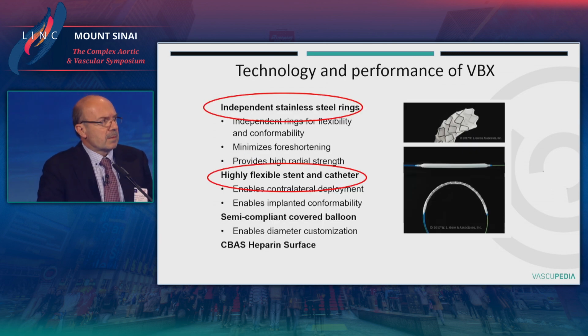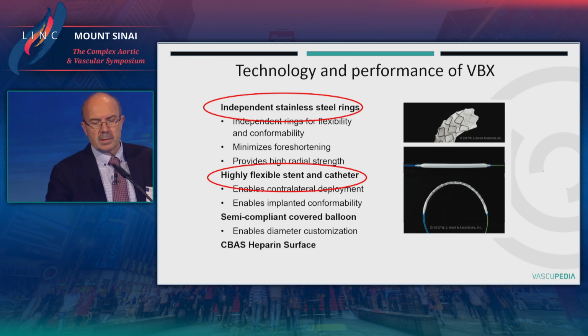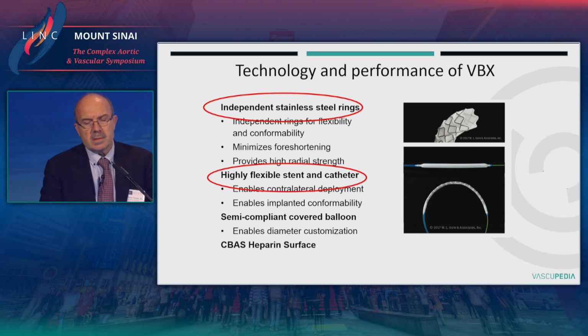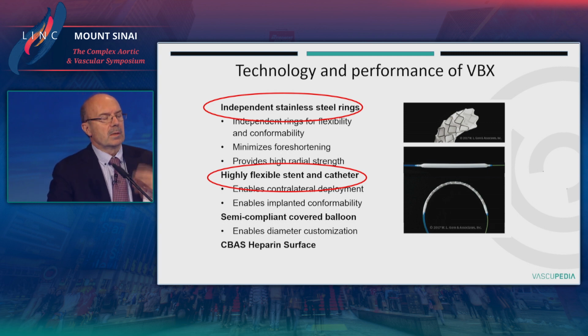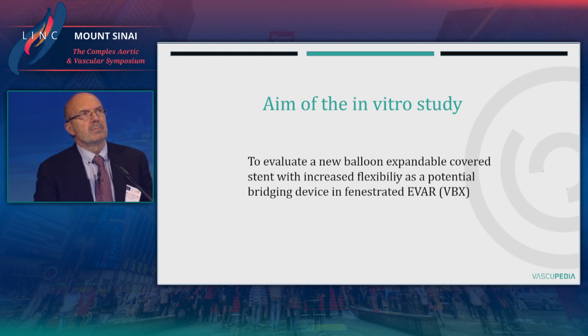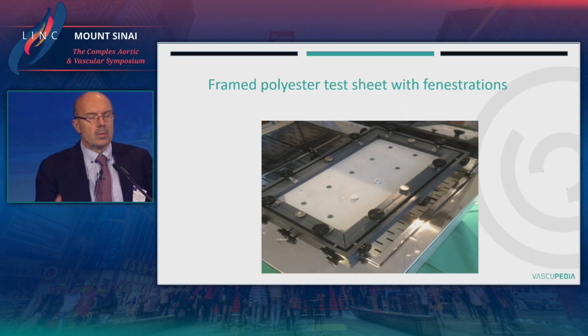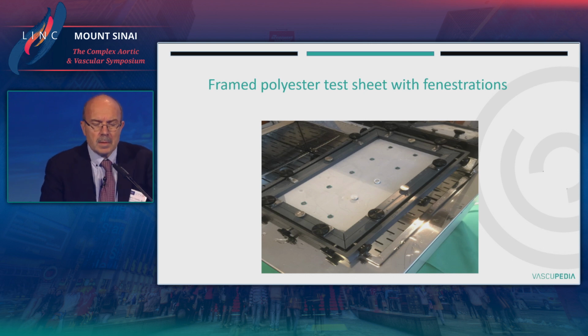So you had access to this VBX some years ago, so you have more experience. But based on the specific features of the VBX, the independent stainless steel rings, for example, this stent is flexible and was interesting from our point of view. But before we use this in humans, we made some in vitro studies, and I would like to show what we have done with this stent.